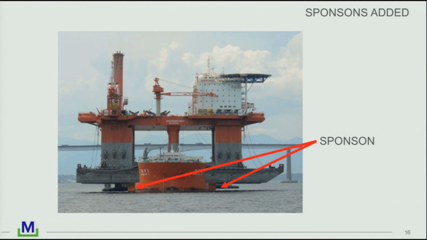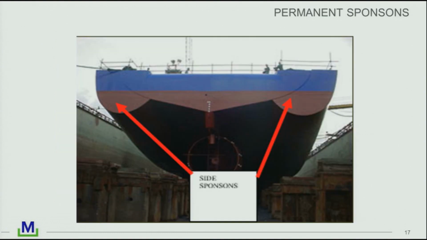Here's another heavy transport vessel carrying a semi-submersible, and here you can see these sponsons that have been added to provide more buoyancy and more range of stability. Sometimes owners of vessels decide to add permanent sponsons to their vessels. So this is giving more buoyancy, hence more deadweight carrying capacity, and also a greater range of stability.